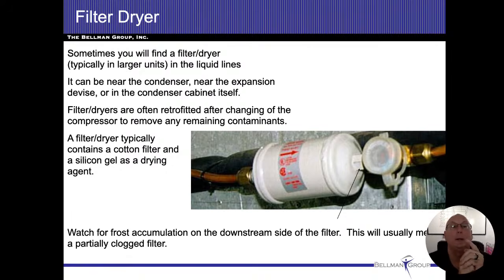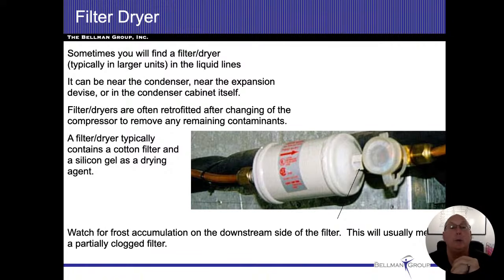All right. So it could be near the condenser. It can be near the expansion device. It doesn't matter. We just need to make sure that the refrigerant's flowing the right way. That arrow on there is going to signify which way it does flow. The liquid refrigerant should be flowing towards the indoor coil.